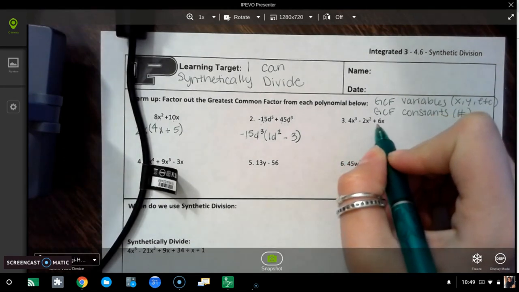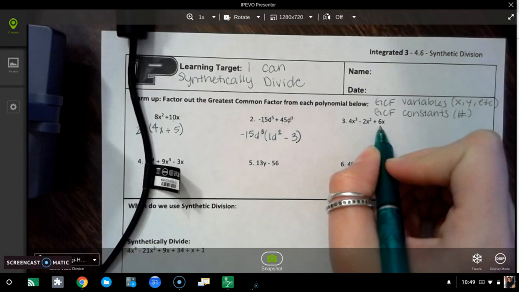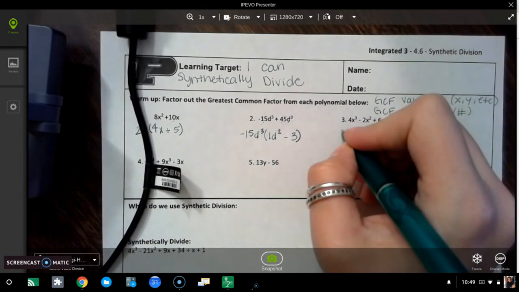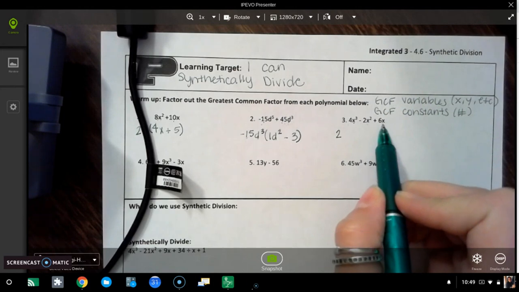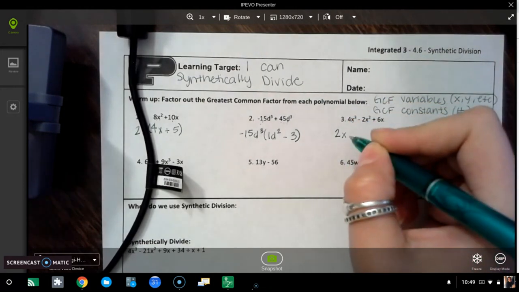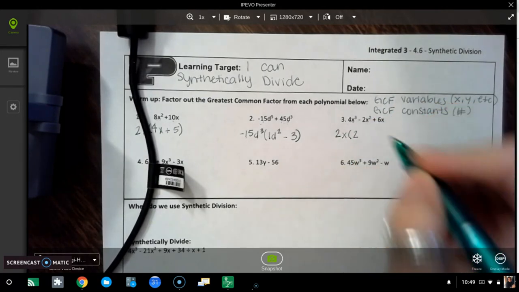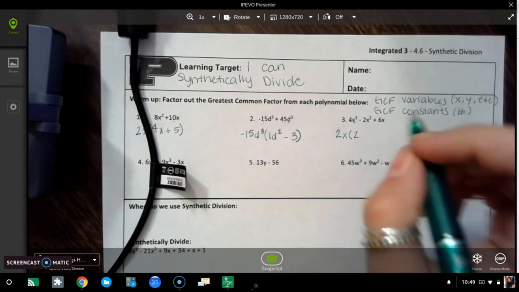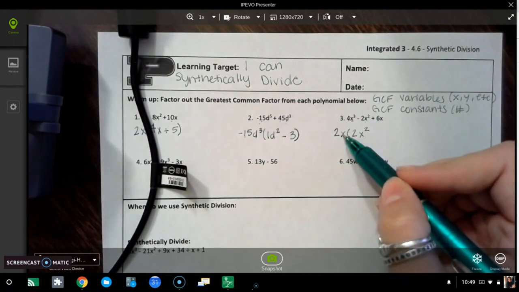4x cubed minus 2x squared plus 6x. I can pull a 2 evenly out of all these, divide a 2 evenly. So here's 2. And then looking at my x's, I take my smallest x, so I can only pull one x out, so 2x. So 4 divided by 2 gives me 2. X cubed divided by x is just going to give me x squared. Again, remember we subtract our exponents.